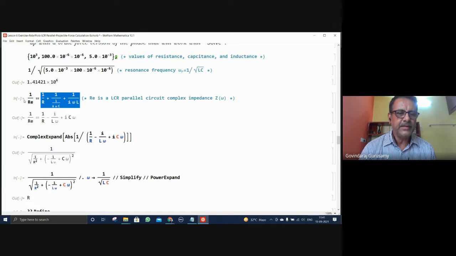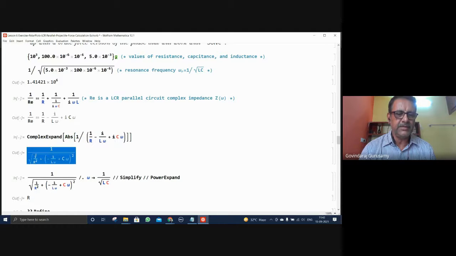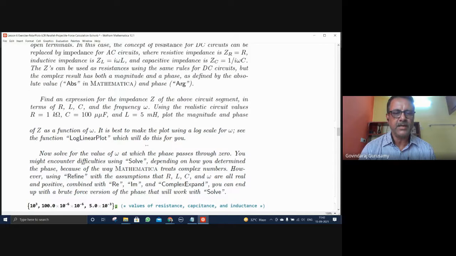So that we get 1 by R effective is 1 by Z of omega, and this is your admittance. 1 by resistance is the conductance. In a complex form, we call it an admittance. So this is your impedance now. I have taken the inverse of that impedance. Find out the ABS value. This is your ABS value. That's what he has asked to plot.